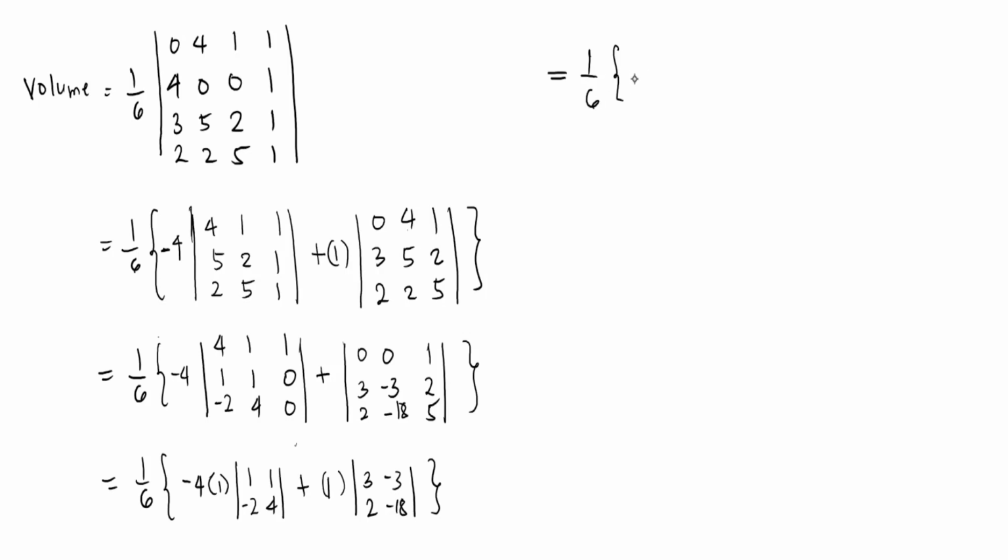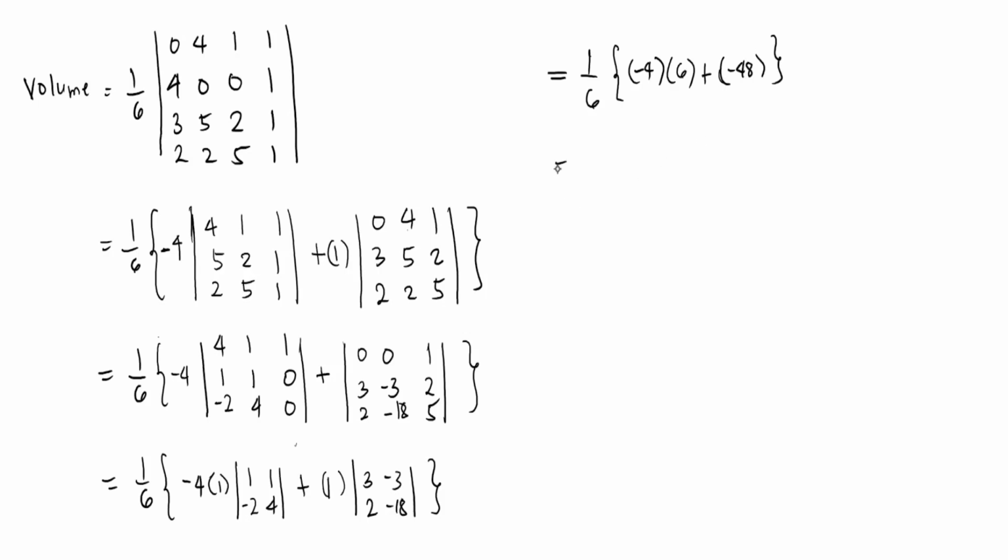We have negative 4 times, this is 4 minus negative 2, so that is 6. And then plus, this is 3 times 18. So that's negative 54, and then minus negative 6, so that would give us, again, that's negative 54, so we'll have negative 48.